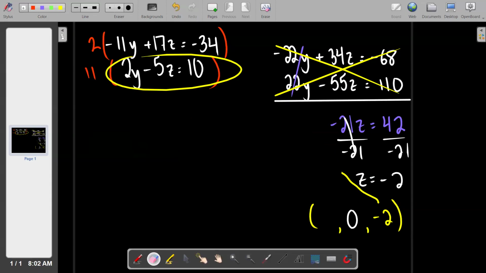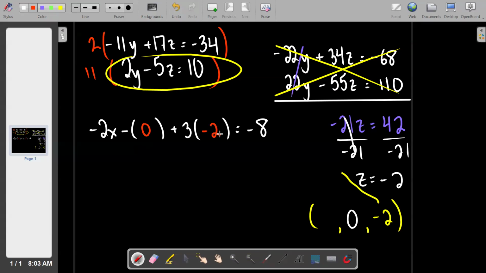and we're just going to sub in what we know. So the top equation said negative 2x minus blank, that's where y used to be, plus 3 blank, that's where z used to be, equals negative 8. And then you just plug and chug, as my teachers used to say. So we're going to put a 0 in place of the y, which is silly. And then we're going to put a negative 2 in place of the z. And then we're going to math.